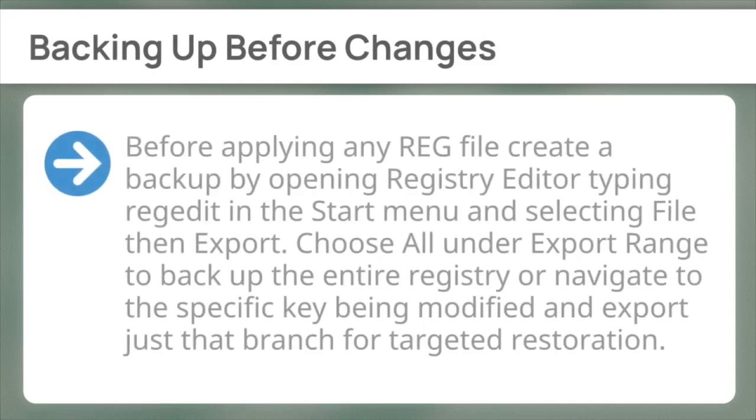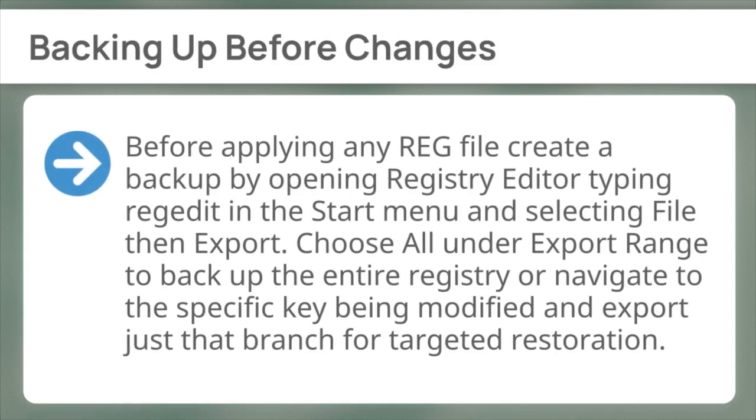Finally, backing up before changes. Before applying any REG file, create a backup by opening Registry Editor, typing regedit in the Start menu, and selecting File, then Export. Choose All under Export range to back up the entire registry, or navigate to the specific key being modified and export just that branch for targeted restoration.